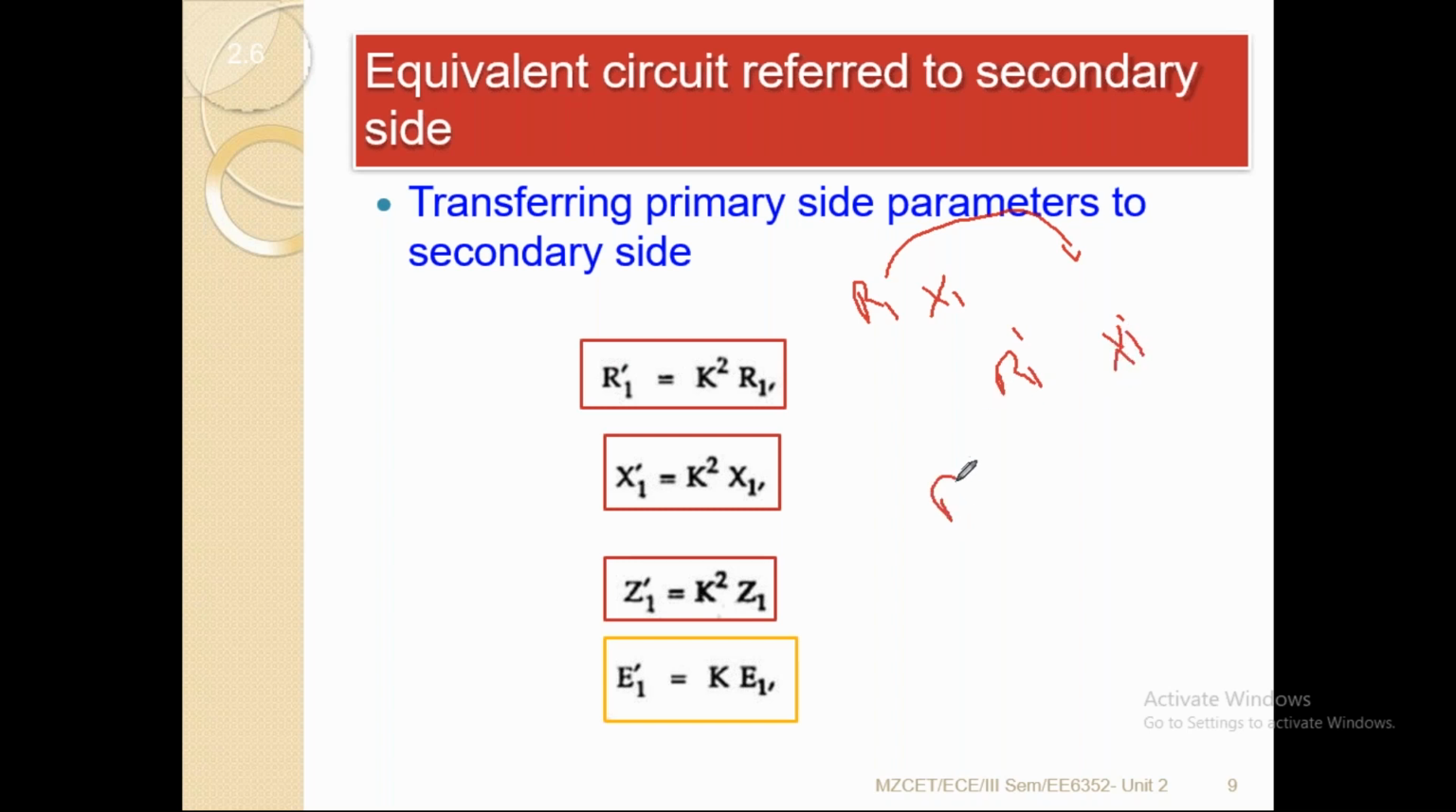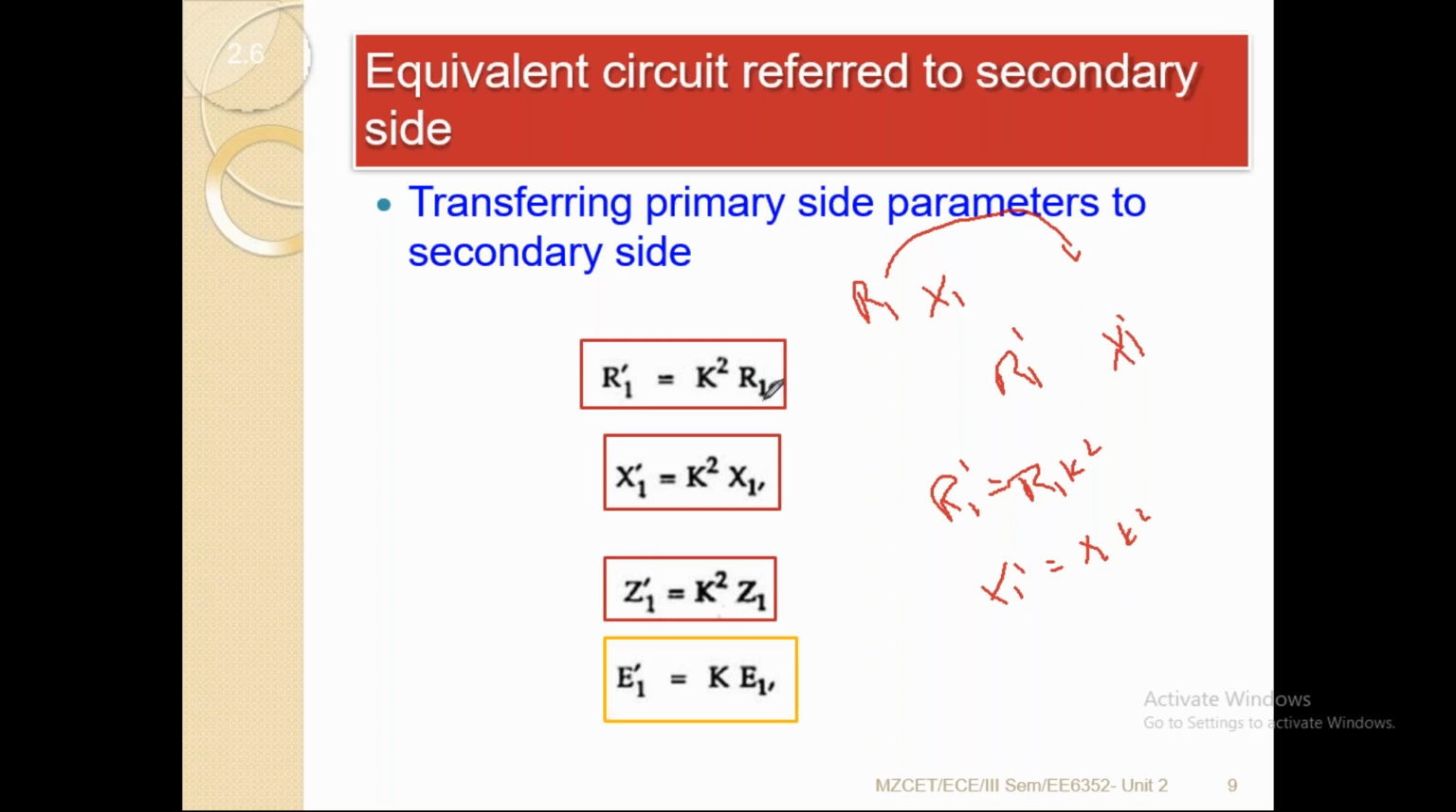The R1 dash value is given by R1 dash equals R1 into K square, and X1 dash equals X1 into K square. Here, when going from secondary to primary, K square is in the inverse, that is, divided. When transferring from primary to secondary, it will be multiplying. So first dividing, then multiplying. Just remember those two words.